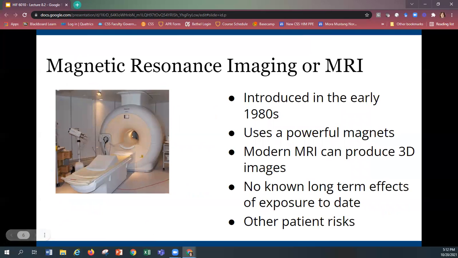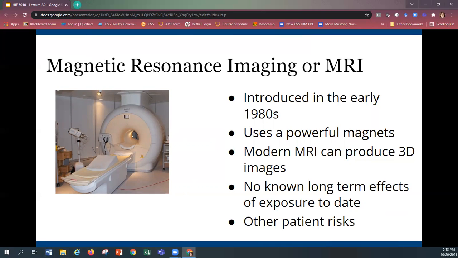Magnetic resonance imaging, or MRI, was introduced in the early 1980s. This technique uses powerful magnets to polarize and excite hydrogen nuclei in water molecules in human tissue, producing a detectable signal that is then spatially encoded. So the image has traditionally been a two-dimensional thin slice of a body, making it a tomographic technique. However, modern MRI can produce 3D images.